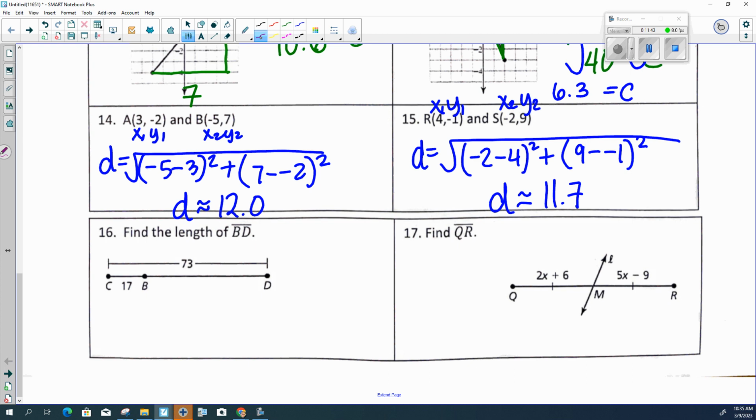Find the length of BD. Well, if the whole thing's 73, and this piece here is 17, I can subtract.